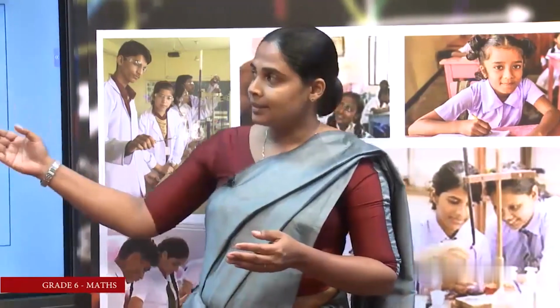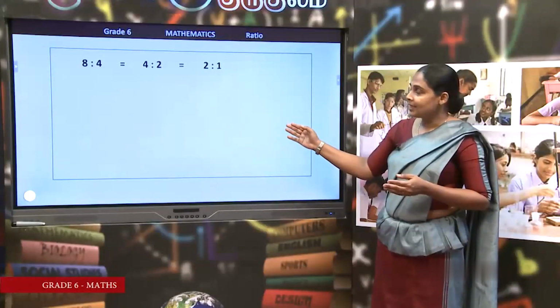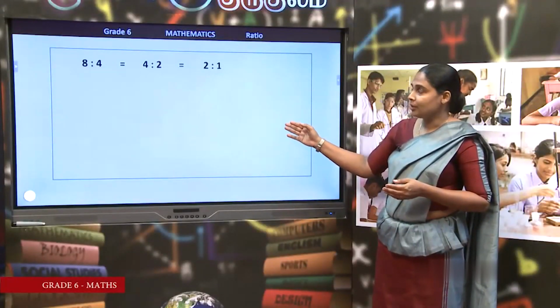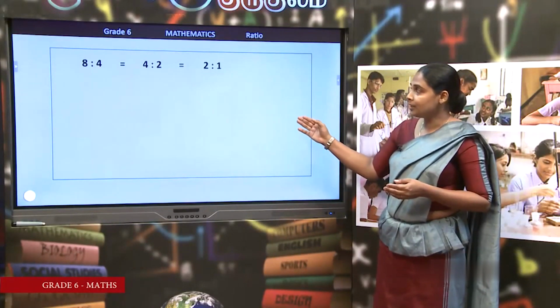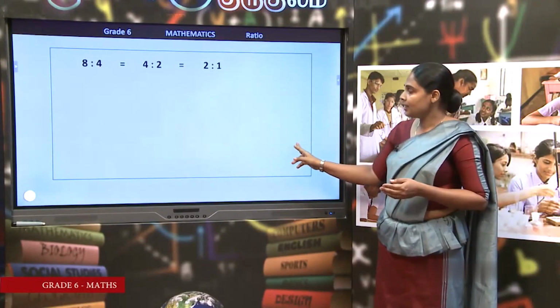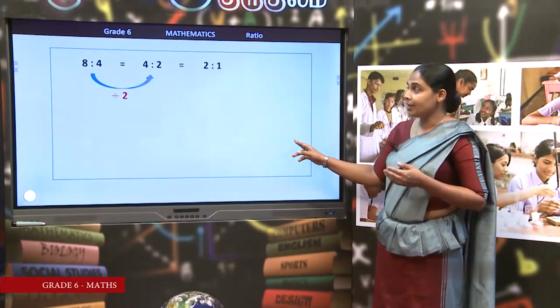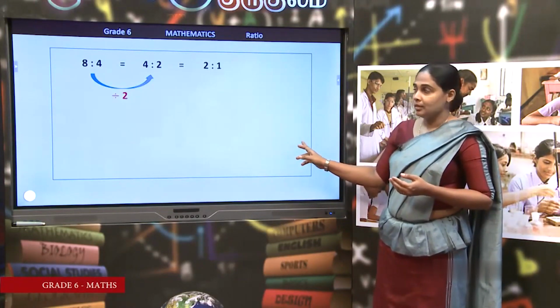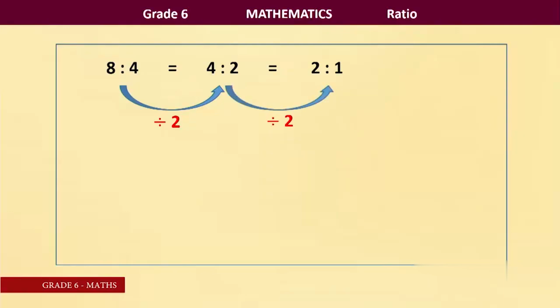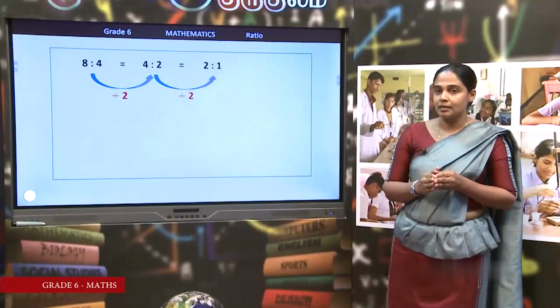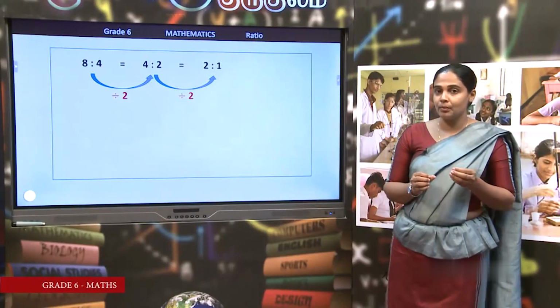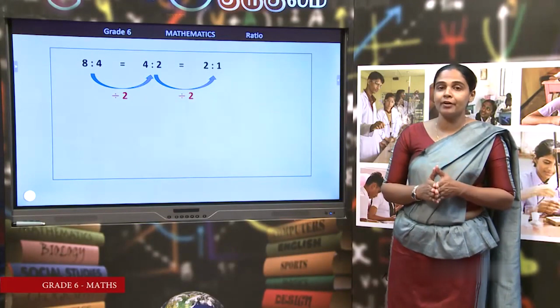Then they are mentioned here: 8:4 equals 4:2 equals 2:1. How can we obtain them? Dividing by 2, and 4:2 again divided by 2. Then last we got 2:1. But can you divide it more? 2:1, or we can read it as 2 to 1. It is not simplified more.